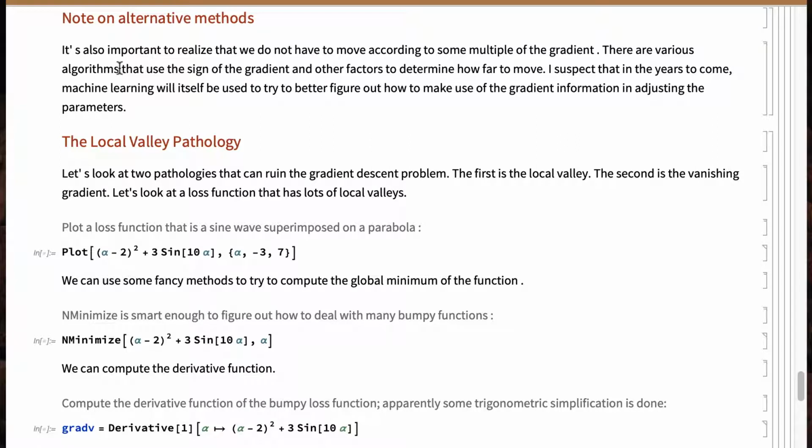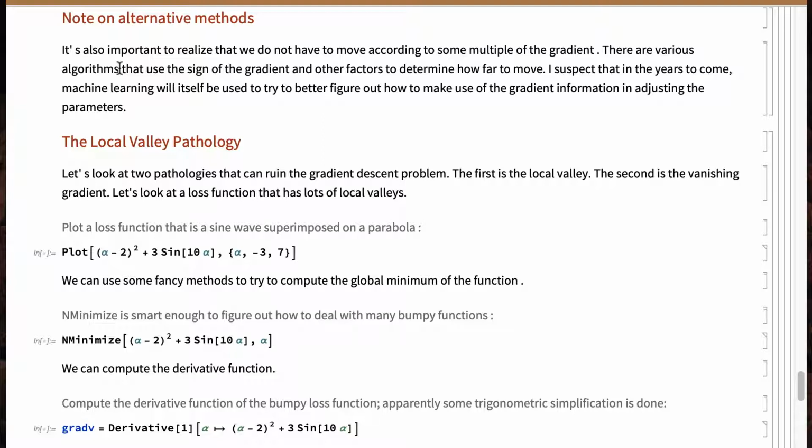A video footnote before I proceed further. Turns out you really don't have to move according to some multiple of the gradient. And there are a lot of algorithms that have been developed that use things like the sign of the gradient and other factors to determine how far to move. And my guess is that we're going to come up with some better methods than this simple multiple of the gradient. And in fact, there are better methods now, but yet better methods.